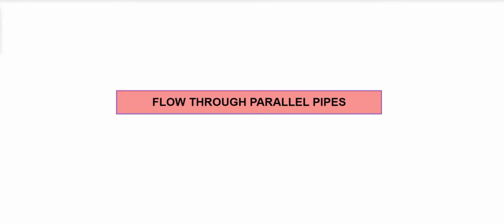Today, we are going to understand another topic of flow through pipes, which is flow through parallel pipes. Here also, we'll be deriving the equation for the length of equivalent pipe as we had derived in the case of flow through pipes in series. First of all, let's understand when do we use parallel pipes.